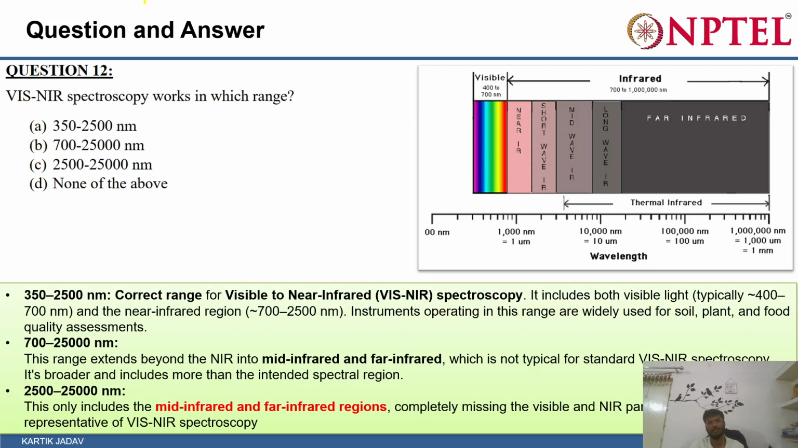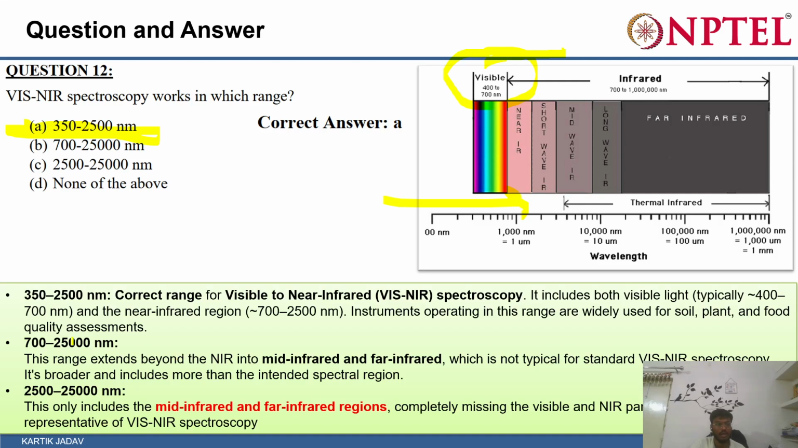Question number 12. Visible near infrared spectroscopy works in which range? We know that visible near infrared spectroscopy works around the 350 to 2500 nanometer range. So the correct answer is option A. As we can see from this image also, visible rays are in the range of 400 to 700 nanometer, while the visible near infrared range is 350 to 2500 nanometer.